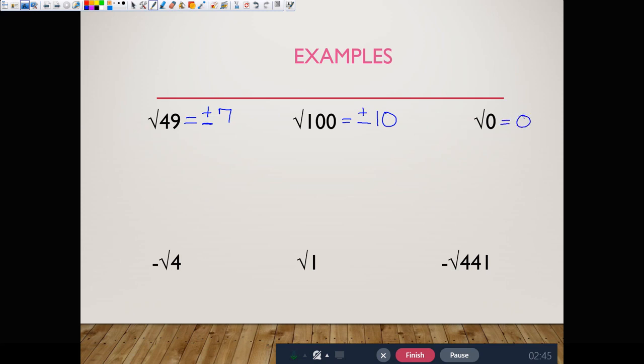Right. If there's a negative sign on the outside, it's looking for the negative answer. Okay? So what's the square root of 4? 2, but we're looking for the negative answer, so it's negative 2. Okay? What about 1? Square root of 1. 1 and negative 1. So it equals plus or minus 1. So here, 441. That's negative 21 because we're looking for the negative answer. So the plus and minus means it's plus 7 and negative 7. Okay?